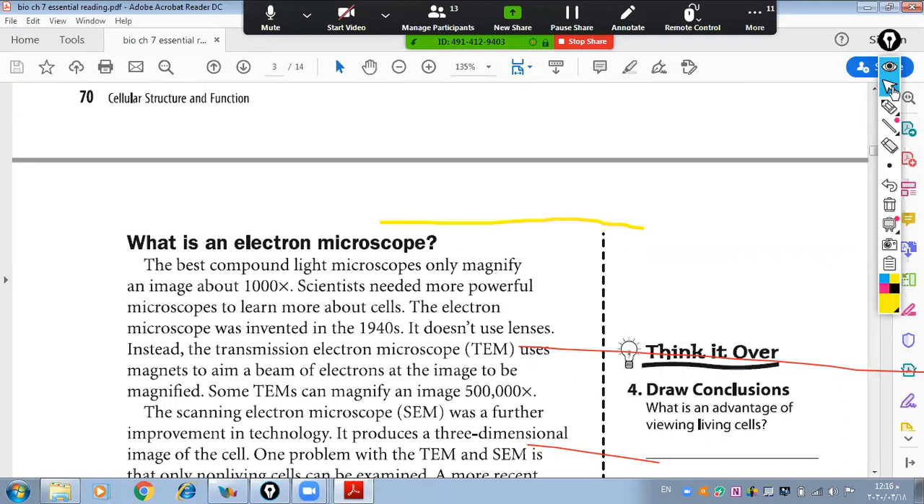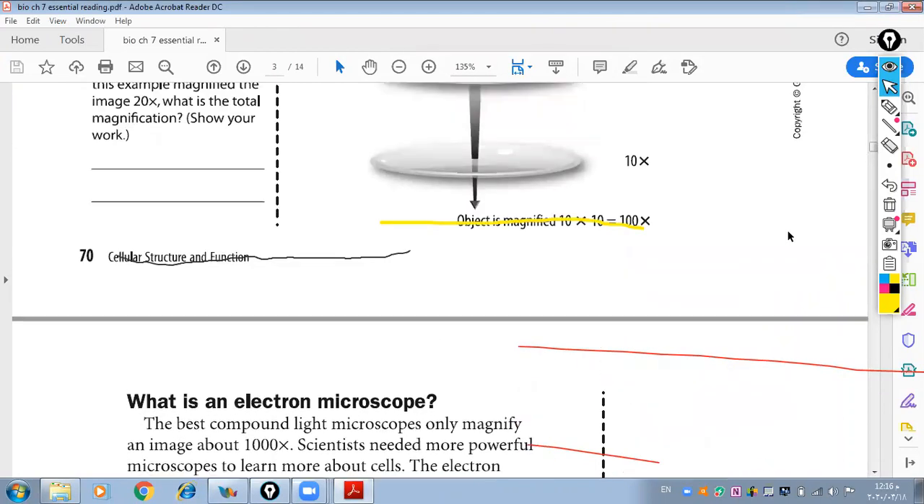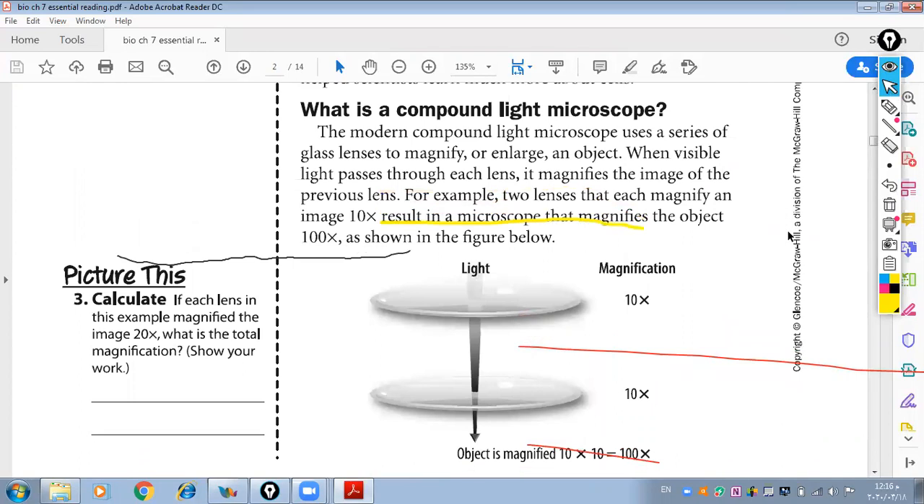So we have to know some differences between each one of them. One of the main differences: the light microscope, from its name, depends on light. But the electron microscope depends on electrons. The second difference is the magnification.